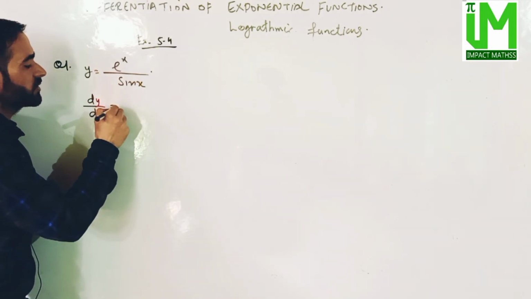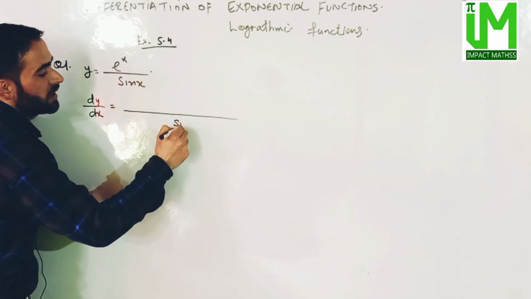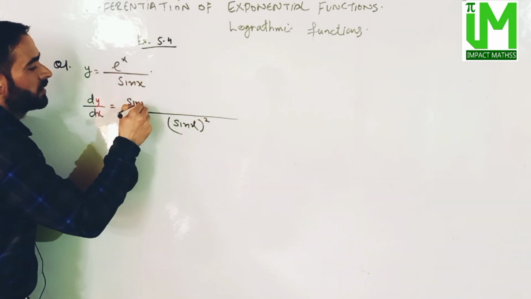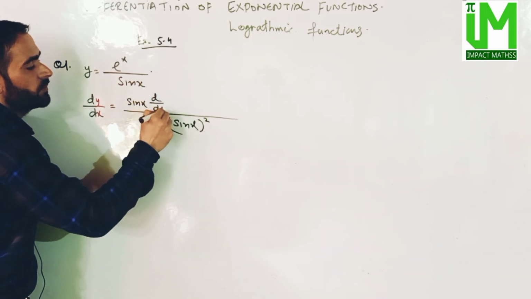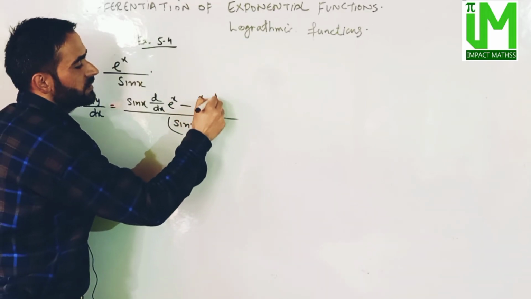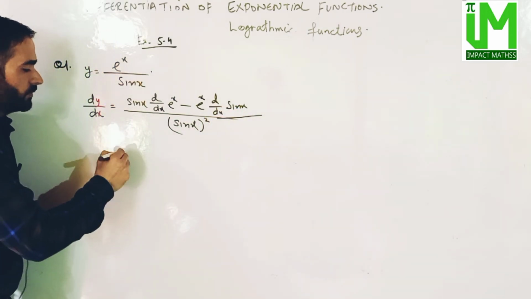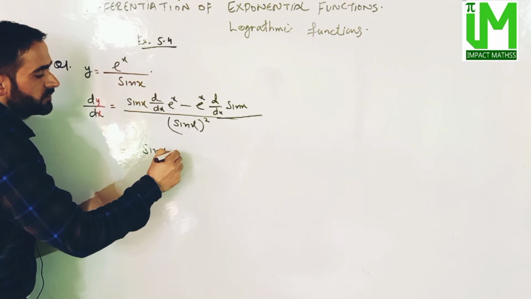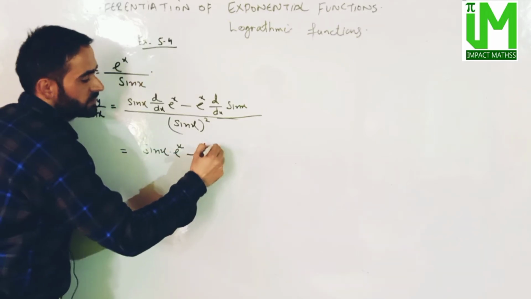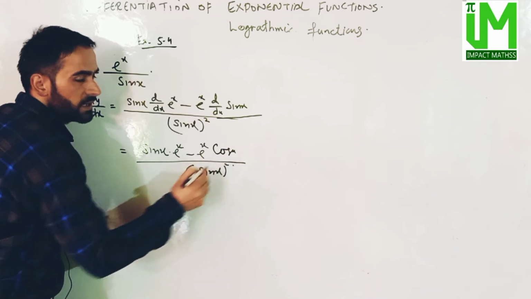To differentiate this, we use the quotient rule. So it will be the denominator squared, sin x whole square, in the denominator. In the numerator, sin of x into d by dx of e raised to power x, which is e raised to power x, minus e raised to power x as it is into d by dx of sin x. The differentiation of sin x is cos of x. So it is sin of x into e raised to power x minus e raised to power x cos of x, divided by sin x whole square.